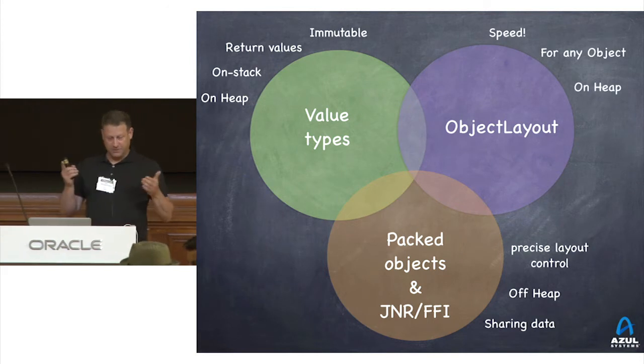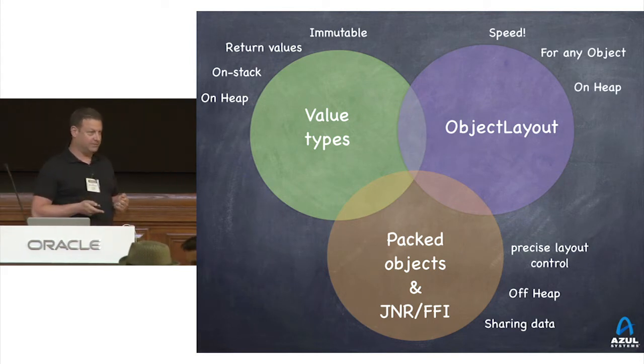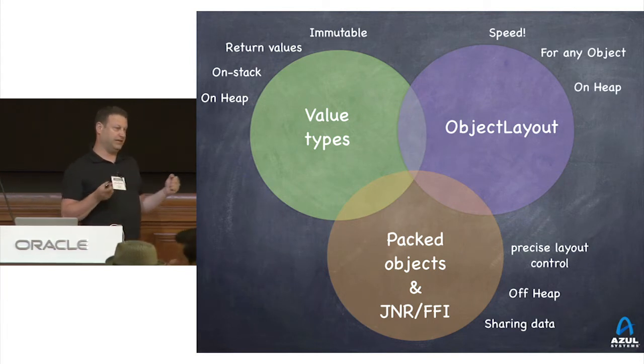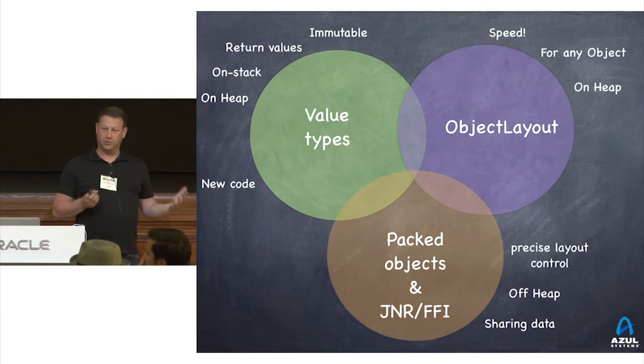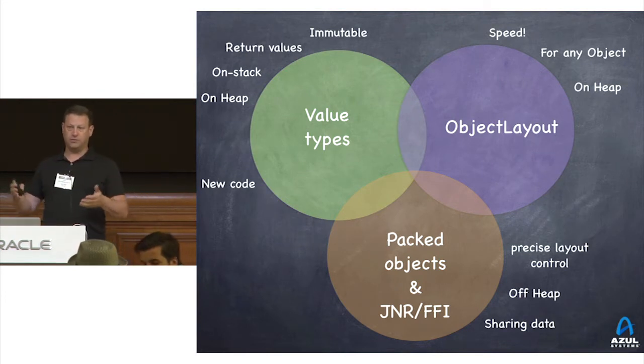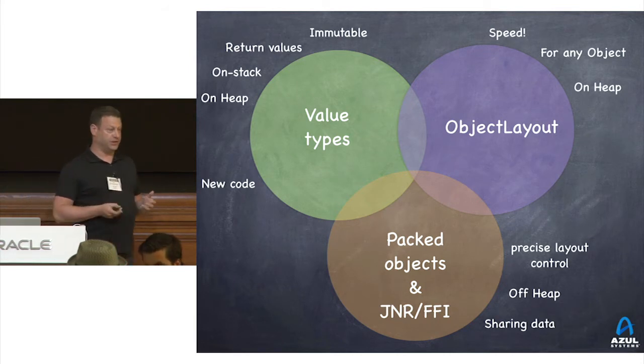Object layout is about speed for Java objects on the heap, right? None of these are really a direct overlap, the on-heap part a little bit. The other way to look at it is in value types, we're talking about new code. This is a new thing you can express. You can pass it to other new code that understands this new thing.